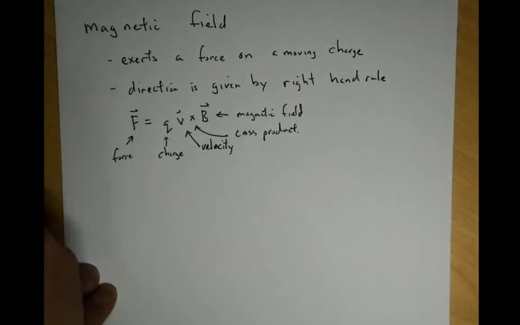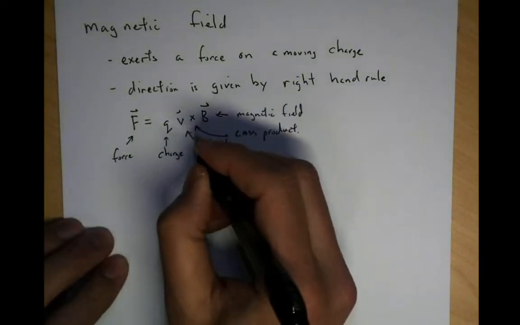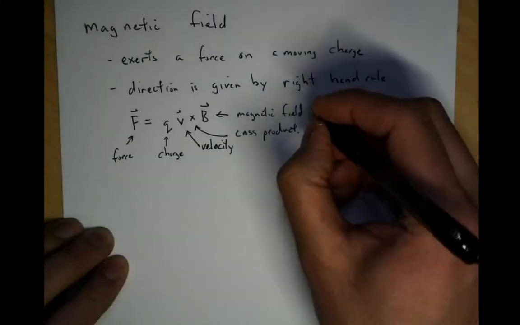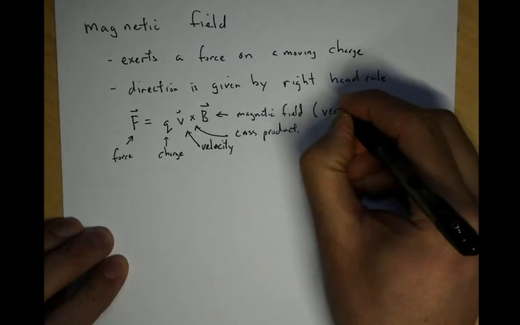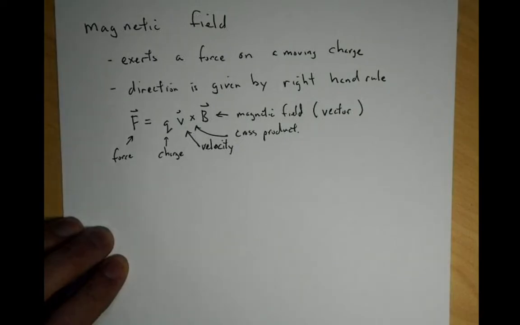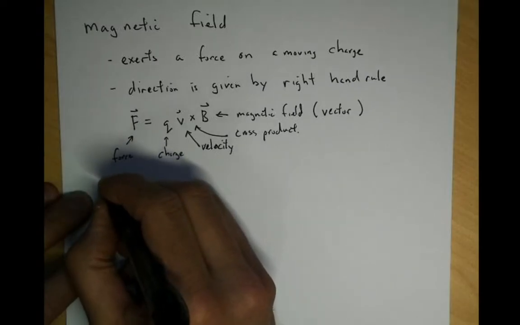I'm going to get into describing what this right-hand rule is in just a second. What you'll notice is that both the velocity and the magnetic field are vectors. So we should make a note that the magnetic field is in fact a vector, which means it has both a magnitude and a direction as well. Let's get the units of this thing.